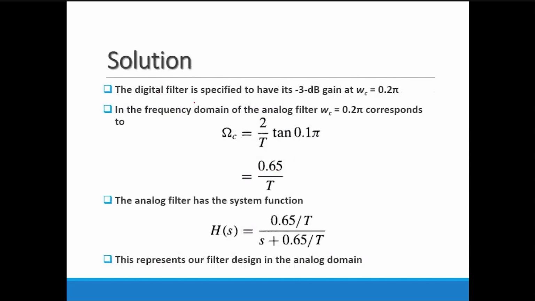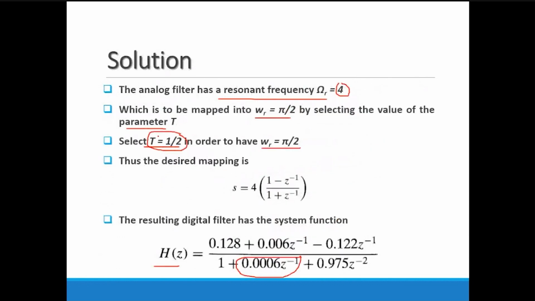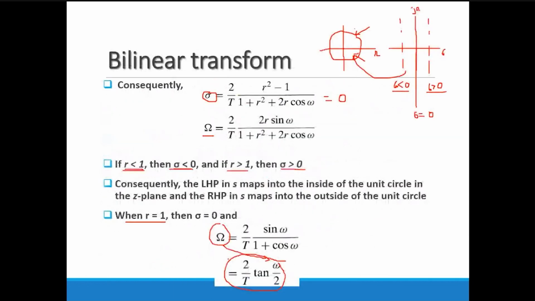So here the digital filter is specified having the minus 3 dB gain, that is omega c is equal to 0.2 pi. So in the frequency domain of the analog filter, omega c is equal to 0.2 pi corresponds to... So we are taking this equation from this theory. Here it is given: this Omega_o term is related with this omega like this. Omega_o will be 2 by T tan(omega by 2).